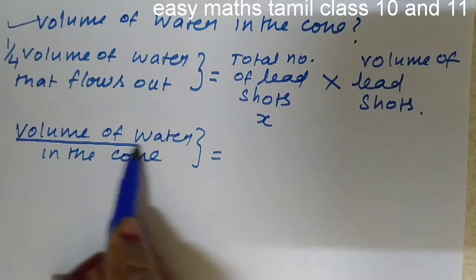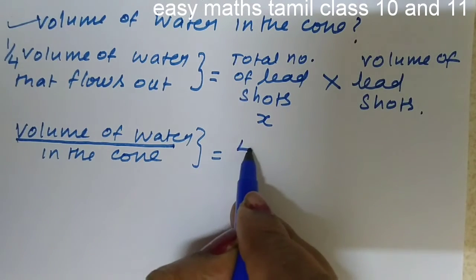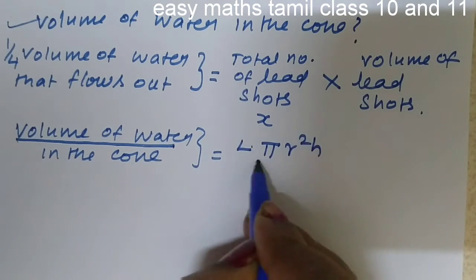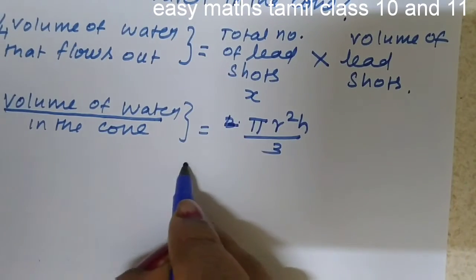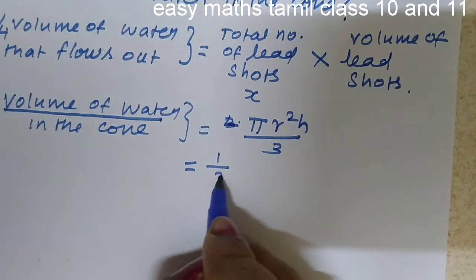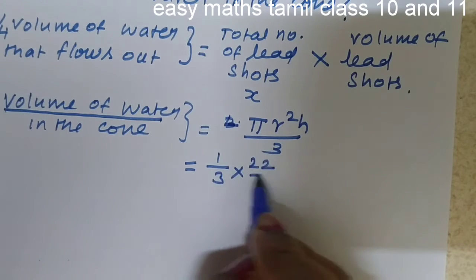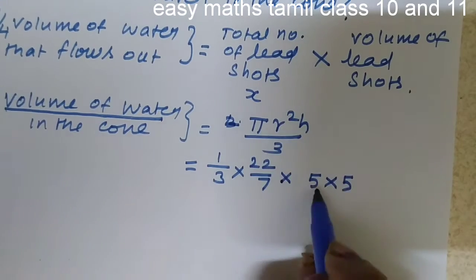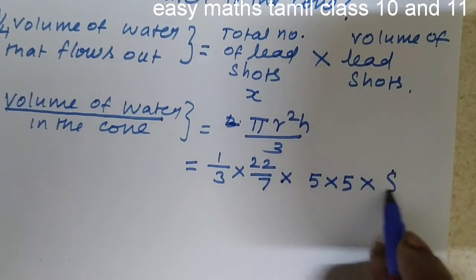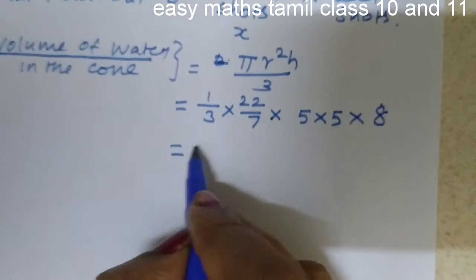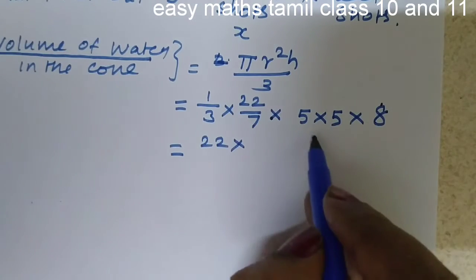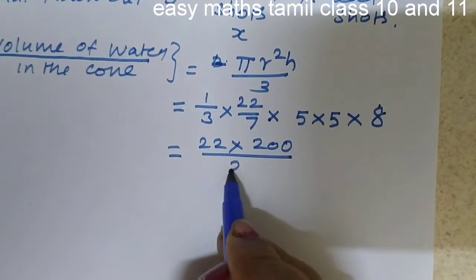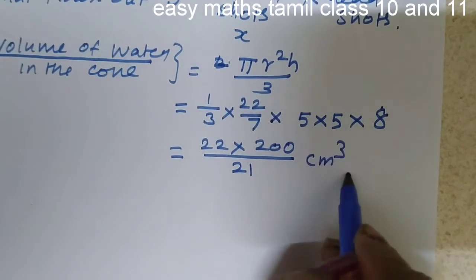The formula to find the volume of a cone is 1/3 pi r square h. So 1/3 into the value of pi, which is 22/7, into the value of r, which is 5. So 5 square is 5 into 5, and the height of the cone is 8 cm. Now 22 into 5 into 5 is 25, 25 into 8 is 200, divided by 7 3s are 21 centimeter cube.